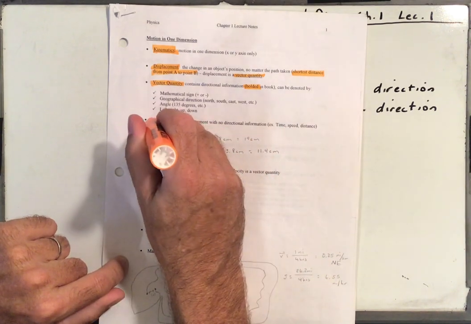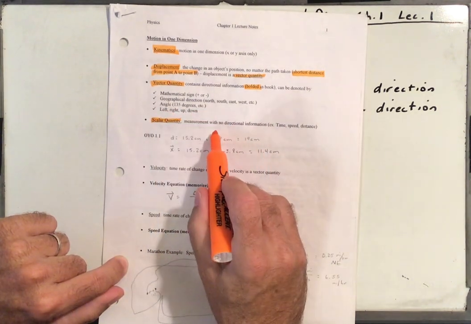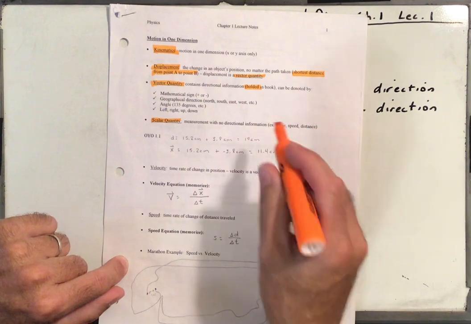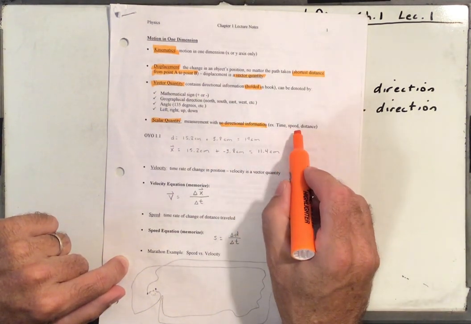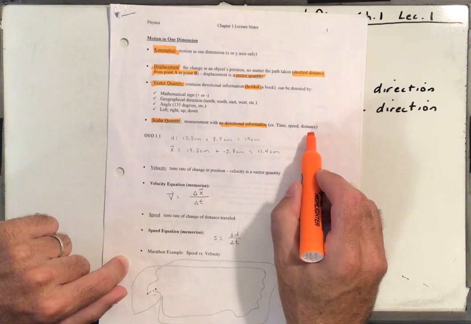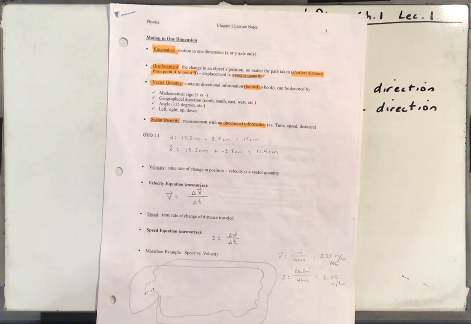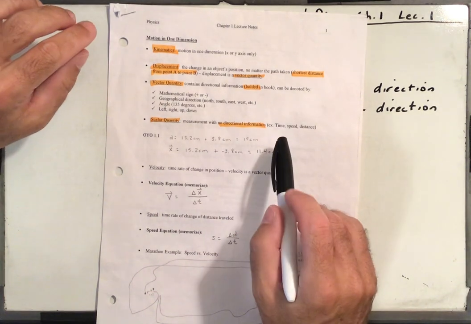A scalar quantity is a measurement with no directional information. So time, speed, distance, those are scalar quantities, and they don't give any kind of directional information. They don't say north, south, east, or west, etc.